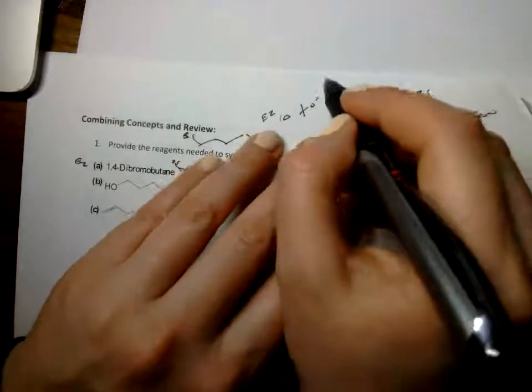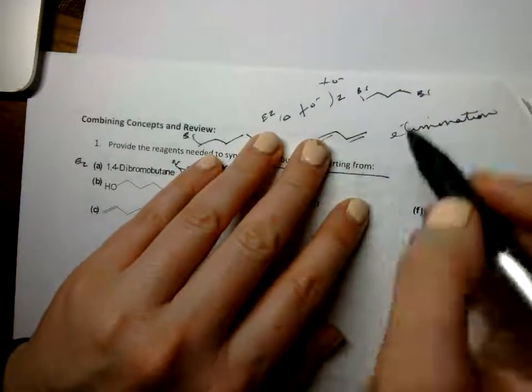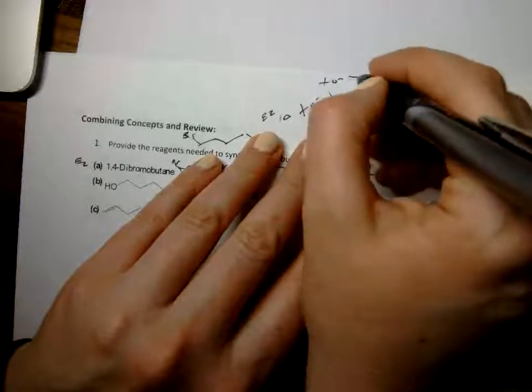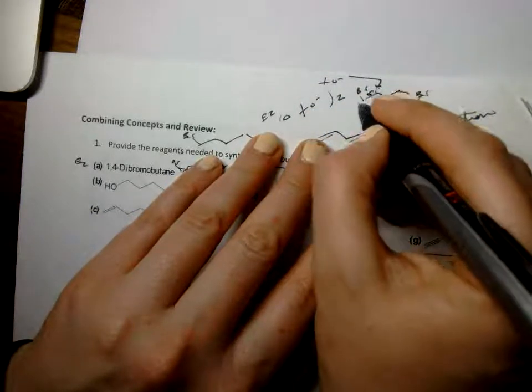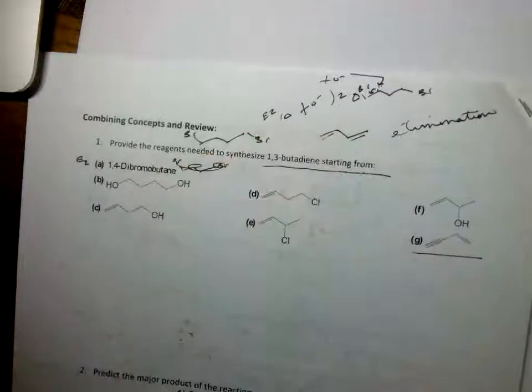if we have this, my big bulky nucleophile is going to come. It's going to take a hydrogen from here. The electrons will be left behind, and the leaving group will leave, and it will repeat that twice.